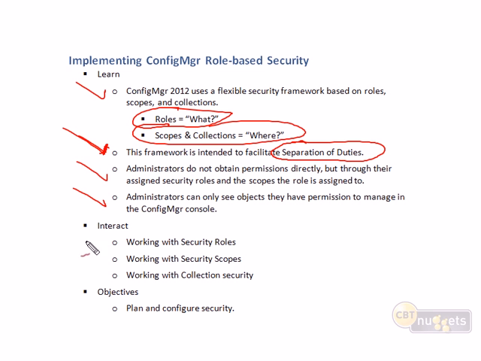So in this nugget, we're going to spend just a couple of minutes talking about how you set up security roles and what they can do, and how you can create your own security scopes, and then also how you would work with collection security. It's kind of funny. If you look at the documentation, it talks about all these roles and scopes, then it says, and then collections are different.